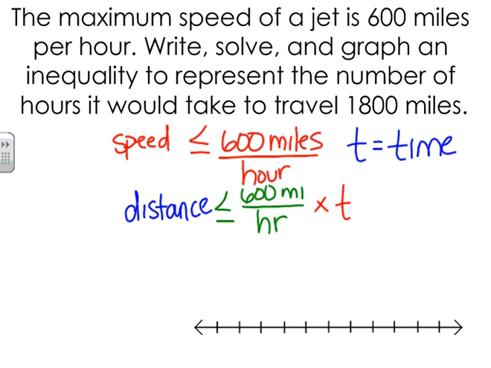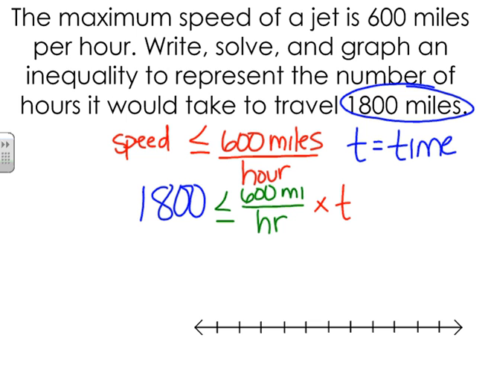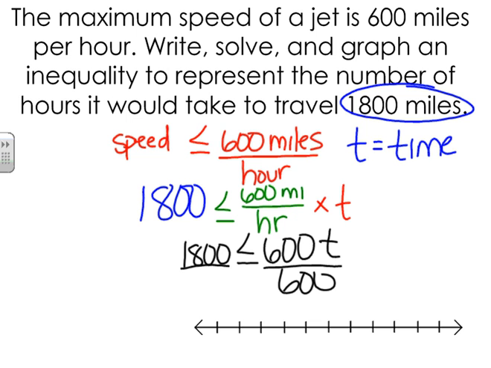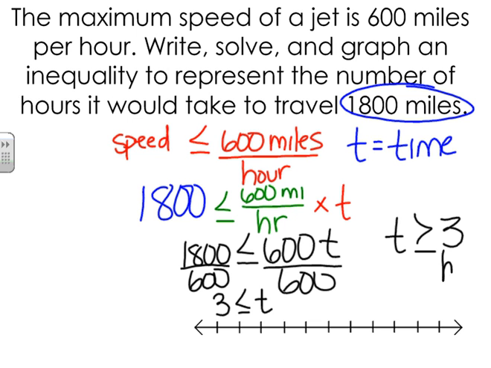Okay, so we have a rate of 600 miles per hour. Time is what we don't know, but the distance we do know is 1,800 miles. So in place of distance, we can put 1,800 miles. Okay, let's simplify this a little bit. 1,800 is less than or equal to 600 times time. Divide by 600 on each side. 1,800 divided by 600 is 3. So that tells us that it's going to take at least 3 hours. It could be greater than 3 hours. So t is greater than or equal to 3 hours.